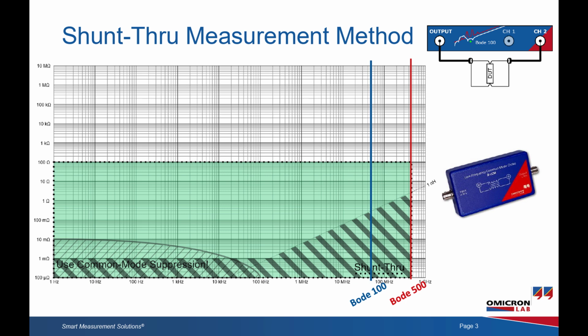Let's start with the Shunt-Thru method. This method is mainly used for very low impedances. The recommended measurement range is approximately 1 milliohm to 100 ohms. At low frequencies, common mode errors can limit the measurement. This is especially relevant from very low frequencies up to around 100 kHz. To reduce this effect, you can use products such as the Omicron Lab BLCM or various Picotest accessories. These help improve measurement accuracy when working with very low impedances.